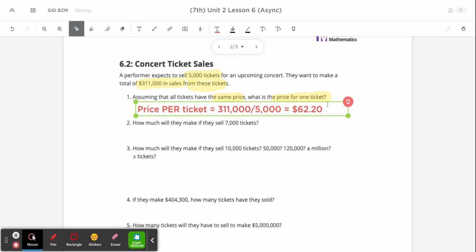And so if it's $62.20 or $62.2 per ticket, how much will they make if they sell 7,000 tickets? Well, we know that one ticket is $62.2. So what can we do to solve question 2? Go ahead and pause this video and give question 2 a try.